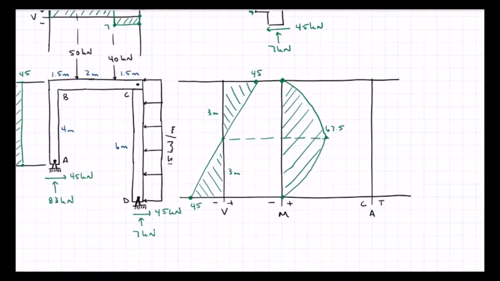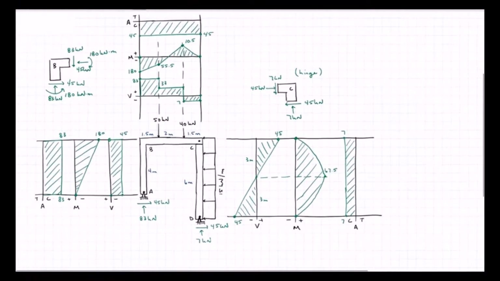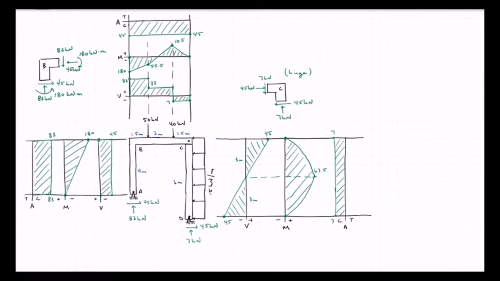Last, I have my axial force diagram that is 7 kilonewtons in compression. And here we have our entire shear and moment diagram system. The important thing here is to carry everything through the corners so that shears and normals get worked out between vertical and horizontal members.